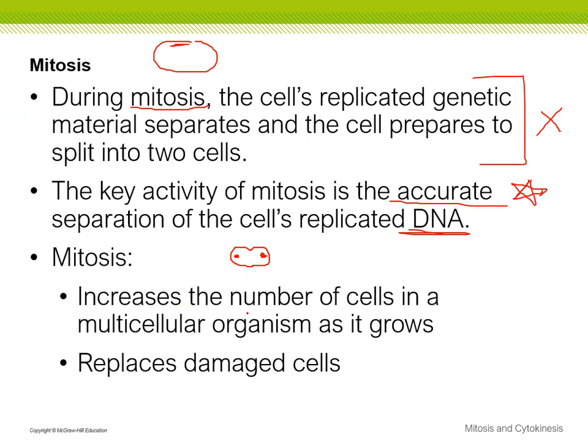So with mitosis, we are increasing the number of cells in a multicellular organism as it grows. Again, most life is multicellular. But it all starts at one cell for humans. As well, mitosis can replace damaged cells. If you scrape your hand, your skin cells will undergo mitosis to fill it in.